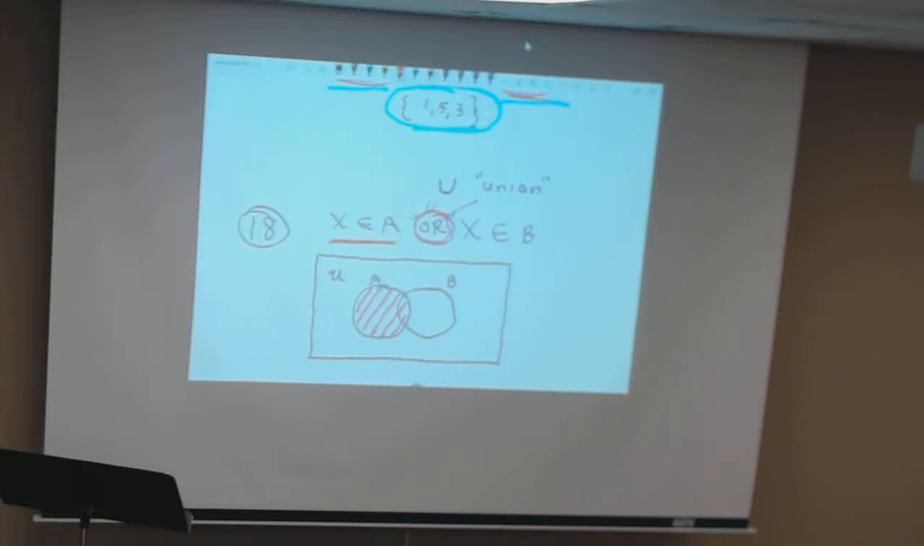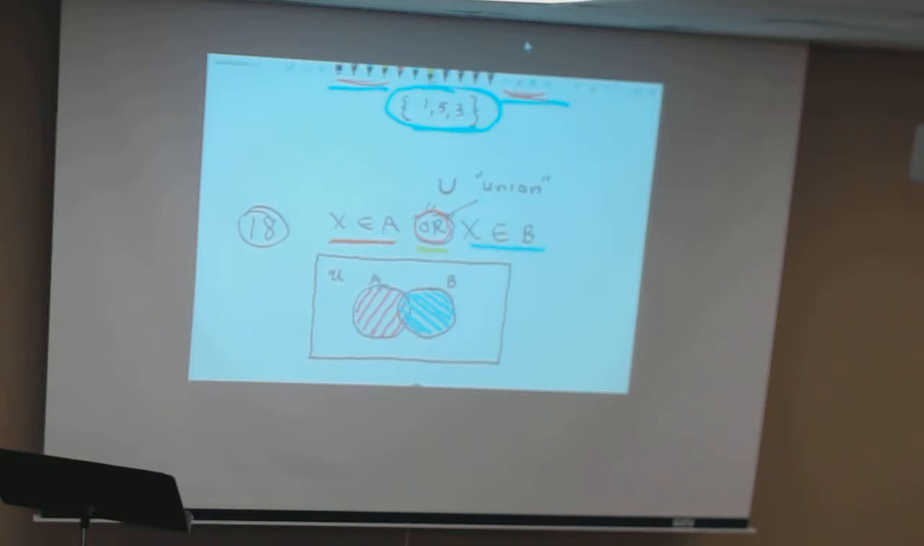If it says X, well, let's use blue. If X is an element of B, then I'm going to shade in all of B. Then if it says or, that means it can be either red or blue. So that means I would shade in all the red and all the blue.